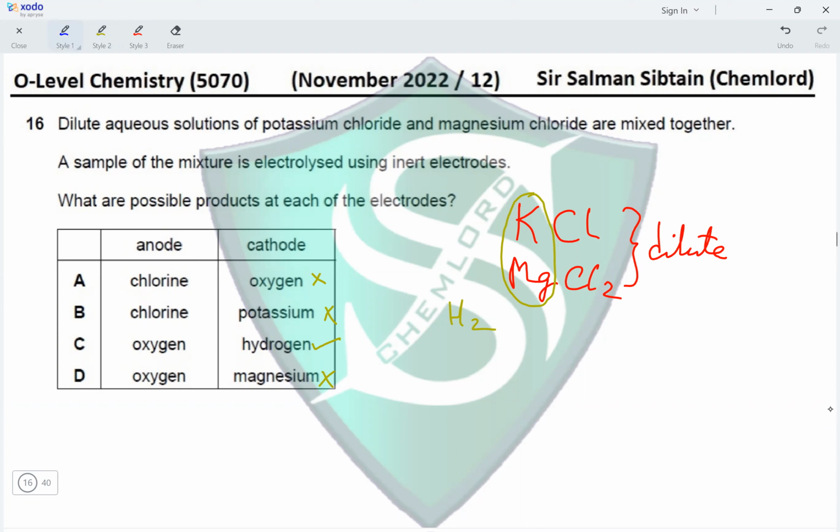And the anion present is chlorine. So if this would have been a concentrated solution, then chlorine would have been liberated. But since they have mentioned that both solutions are dilute, chlorine will be in a very small quantity in comparison to water. So the product at the anode would be oxygen here. So chlorine, no. Again chlorine, no. Oxygen, yes, and oxygen, yes. So the option with both the correct species that are produced at the anode and the cathode is option C, making option C the correct option for this question.